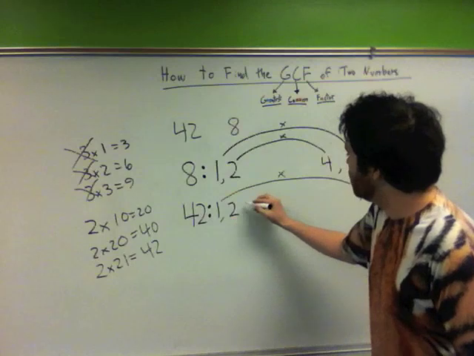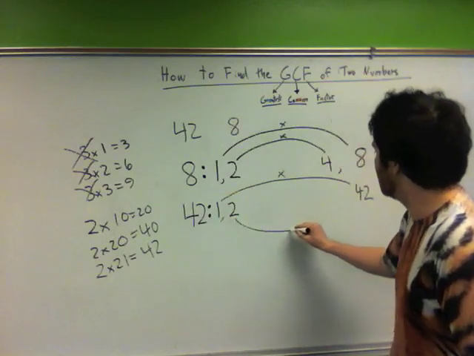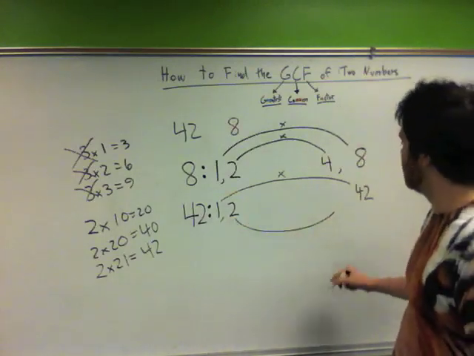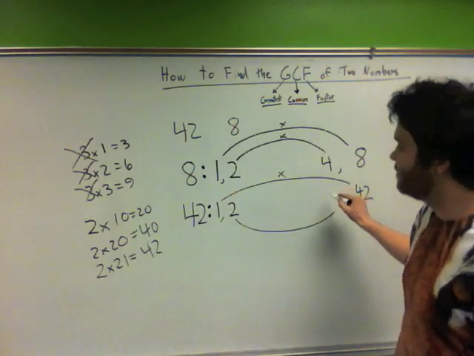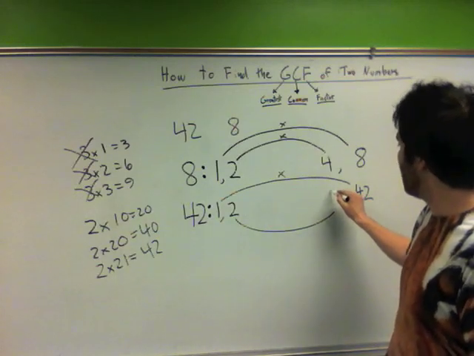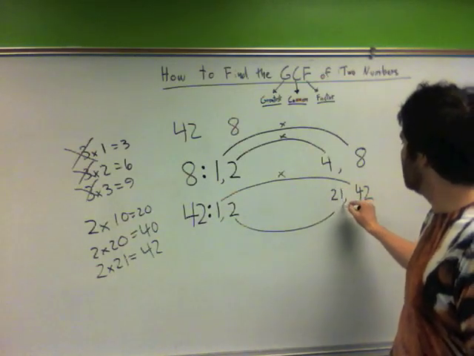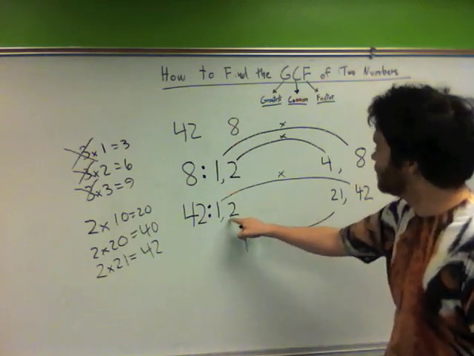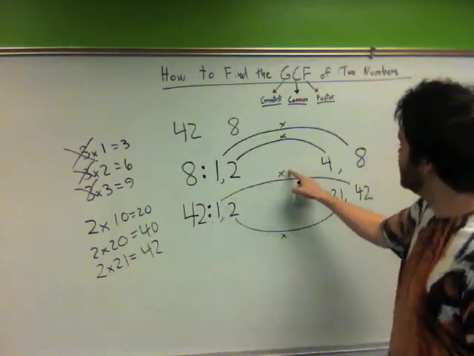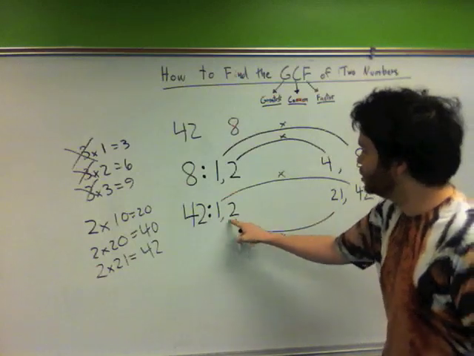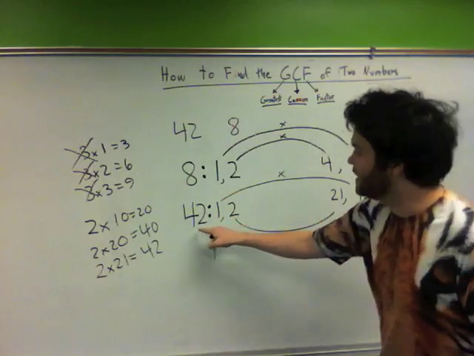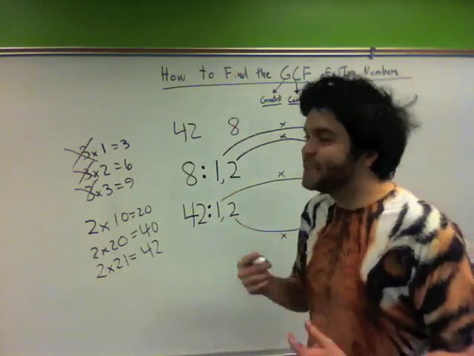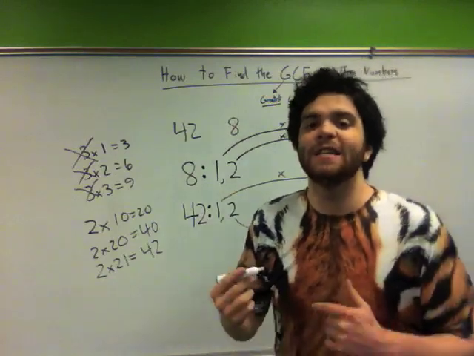So 2, and I'm going to go under on this one. Doesn't matter if you go over or under. 2 times 21 is a factor. These are factors of 42. 1 times 42 is 42. 2 times 21 is 42. Well, let's see. We have to, again, proceed systematically.